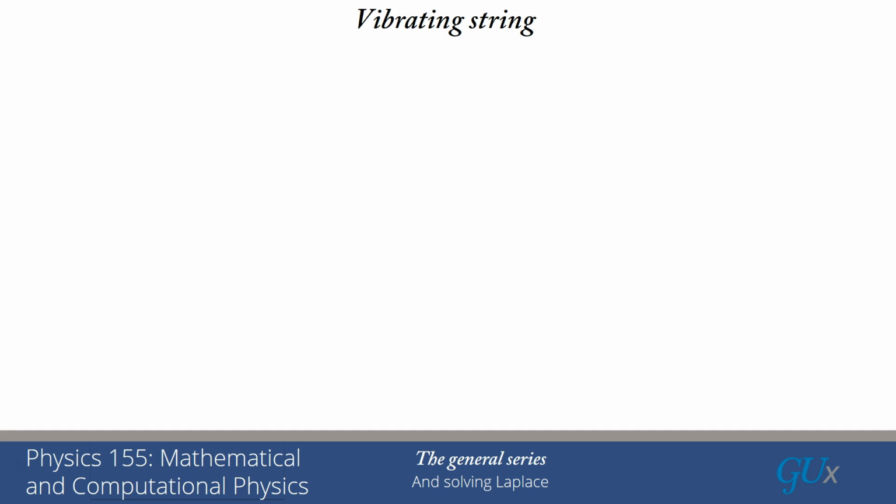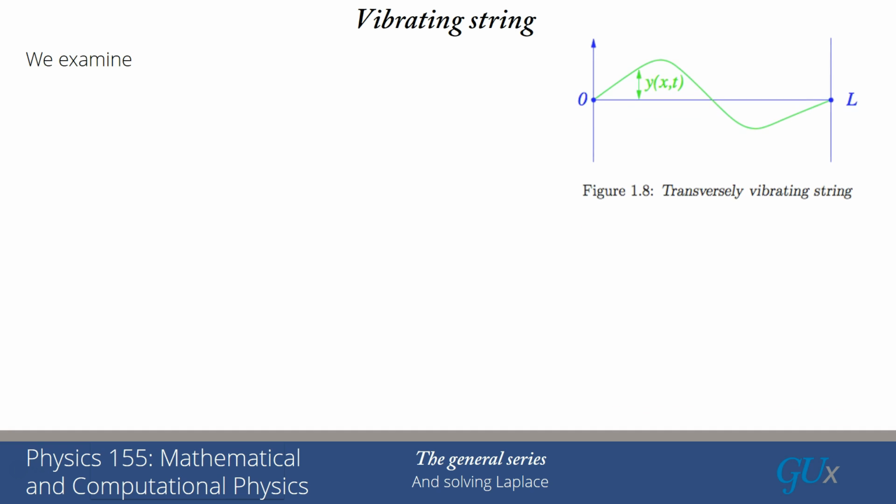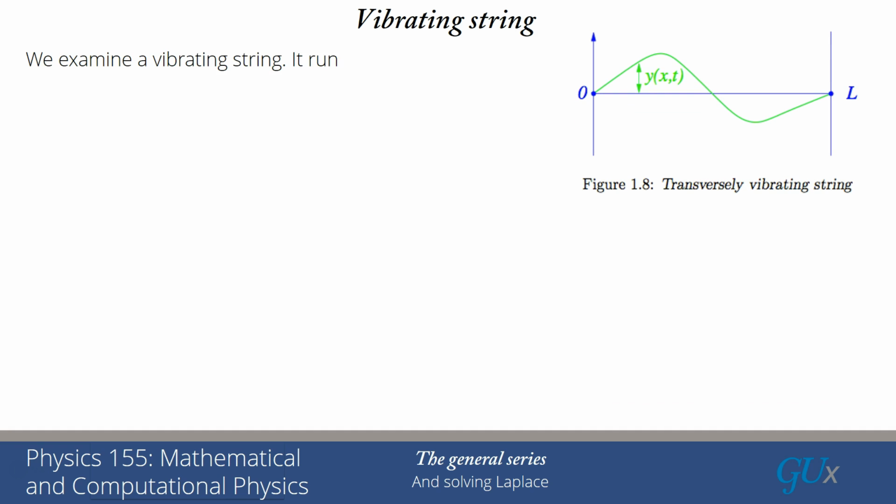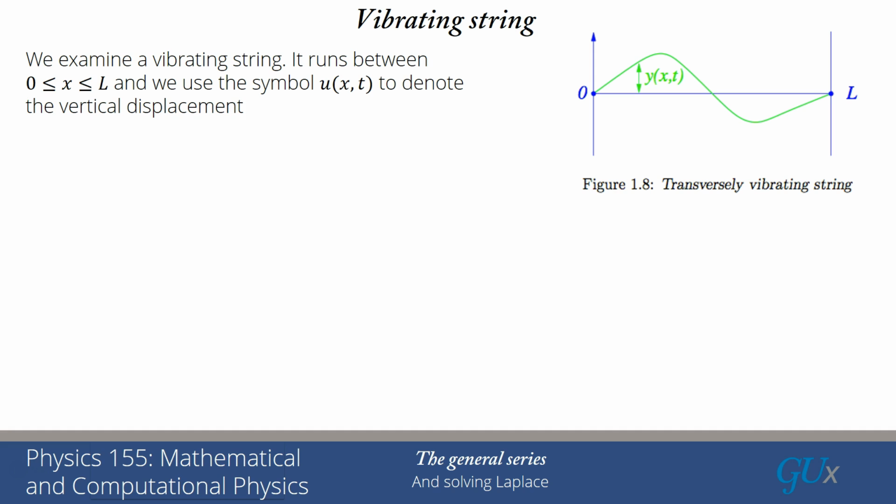Now we're going to take a look at an example of a Laplace's equation, or a Laplace-like equation. It's really a wave equation. We're going to look at a vibrating string. The string is going to be attached on two ends at 0 and L, and we're going to use the symbol u of x and t to denote the displacement from a horizontal line. The figure has a y of x and t. We're going to use the symbol u, as the book does.